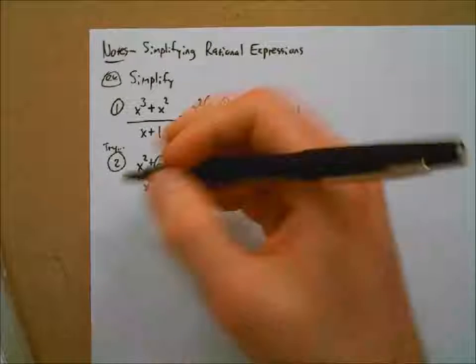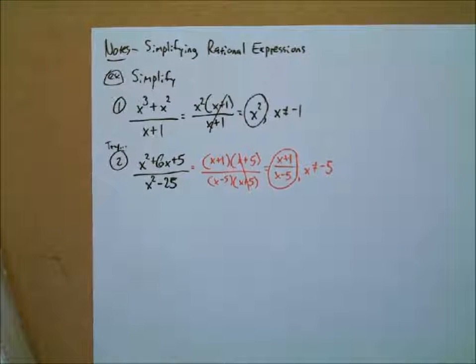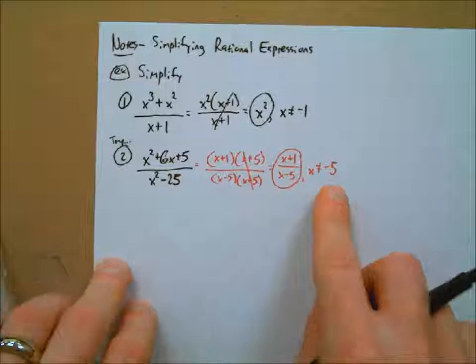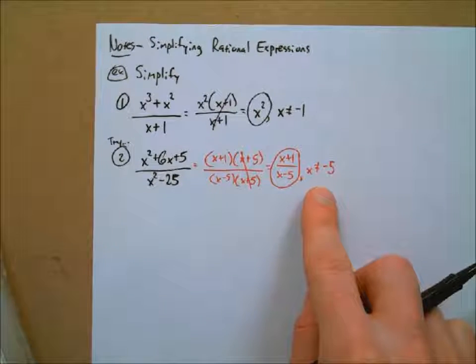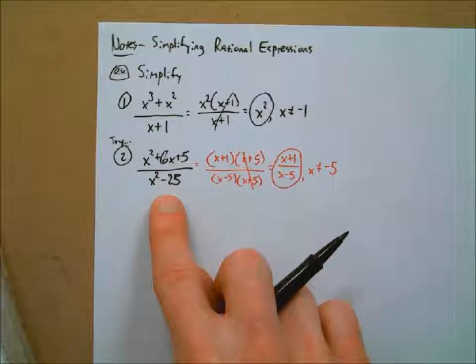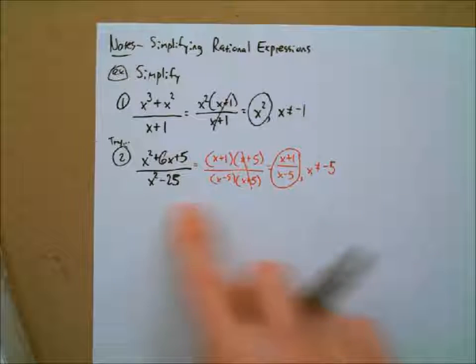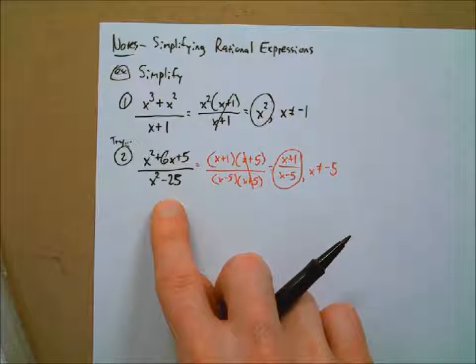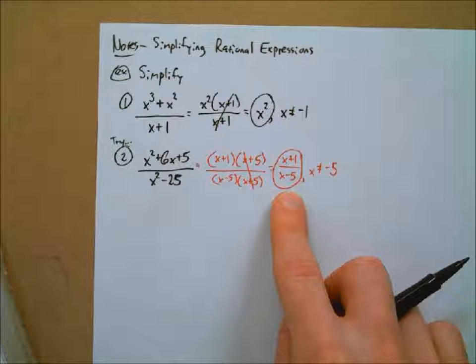Oh wait, question, yes. Why do you write x can't be equal to -5, but not x can't be equal to +5? Okay, right. I see what you're saying. I don't write x not equal to +5 because that domain restriction stays relevant throughout the whole problem. Here, x equal to -5 is a problem. Here, x equal to -5 is not a problem. So we want to include that.